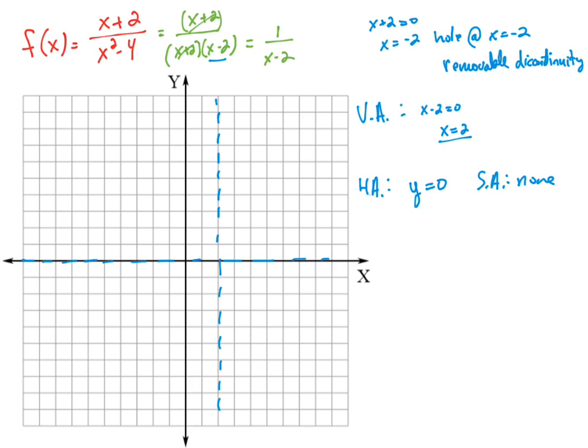Okay. Next, we want to figure out what the domain is. So on the previous example, we said that the domain corresponds with the vertical asymptote. However, it's not always lined up exactly with the vertical asymptote, because we need to take into account both the vertical asymptote, but also the hole in the graph. So the domain is everything except for negative 2 and 2.